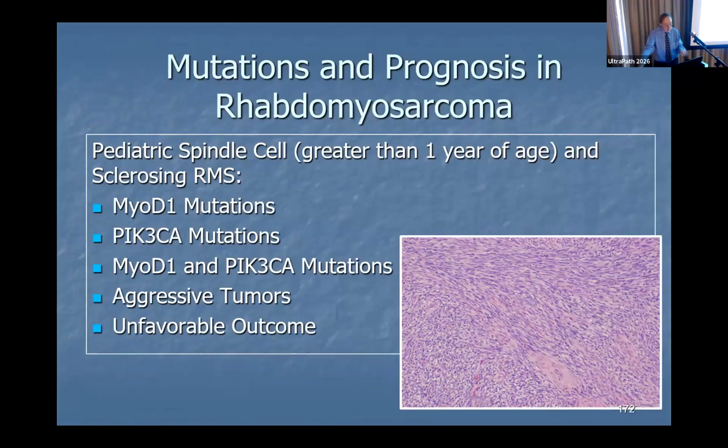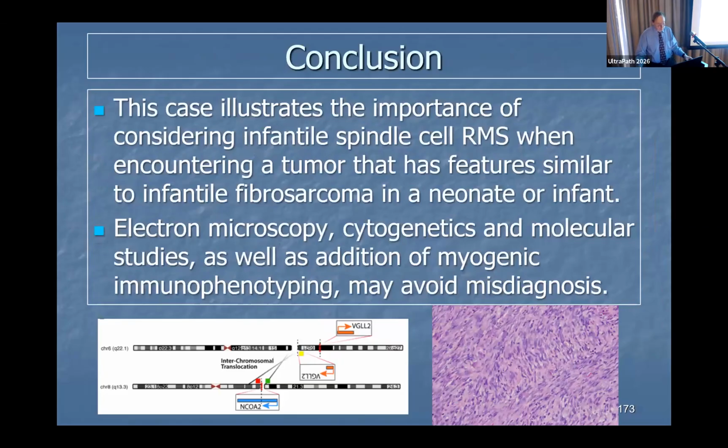And recently I had a case that actually had MYOD1 and PIK3CA mutations. So this is a highly aggressive type of tumor, and you need to define this up front. And so typically with the spindle cell and sclerosing tumors, we of course do a mutation analysis to make sure we don't have a MYOD1 or PIK3CA mutation, as well as doing the fusion panels. So this case does show the importance of considering infantile rhabdomyosarcoma when considering any tumor that has similar features to infantile fibrosarcoma.